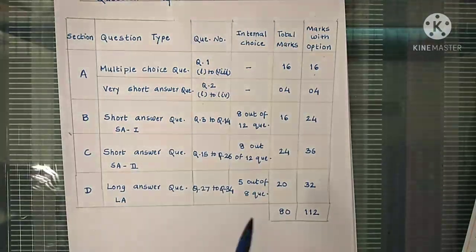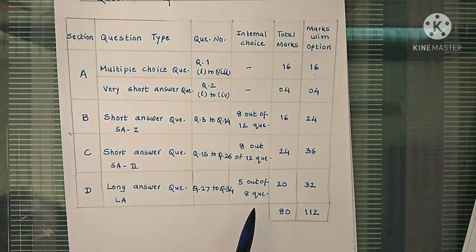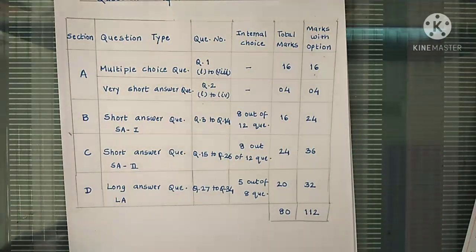In all you have to answer 5 questions out of 8 questions and each question carries 4 marks. So in all it is 20 marks. So this is the distribution, and now the total marks is 80. So it is an 80 marks theory question paper and 20 marks for the practical exam. This is the question paper pattern for the 12th standard board exam.